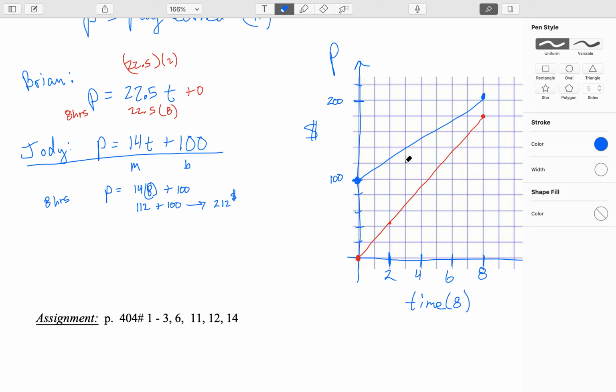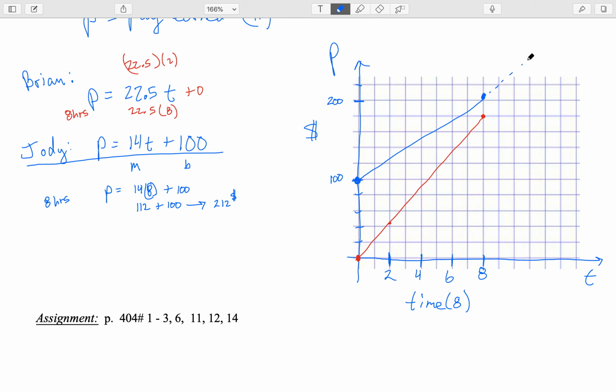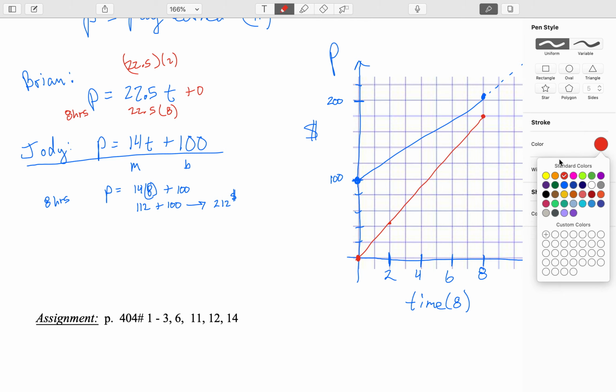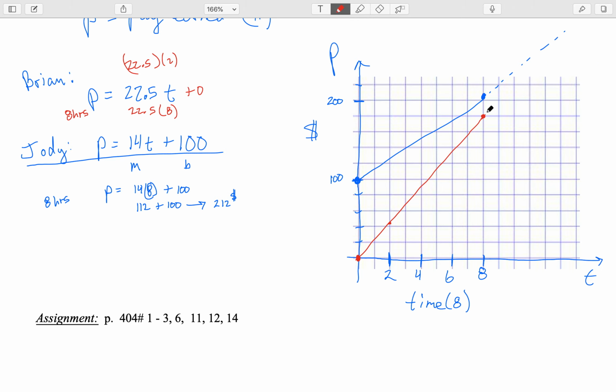Oh, it's terrible. These two lines don't intersect. Now, they will eventually intersect, right? If I was to extend this line, and let's bring back the red, if I was to extend this line, you could see that they're going to intersect somewhere. So probably around here. But it would take like 9 or 10 or 11 hours. Okay? So I know they're going to intersect because they have two different slopes. The red one has a slope of 22.5. The blue one has a slope of 14.